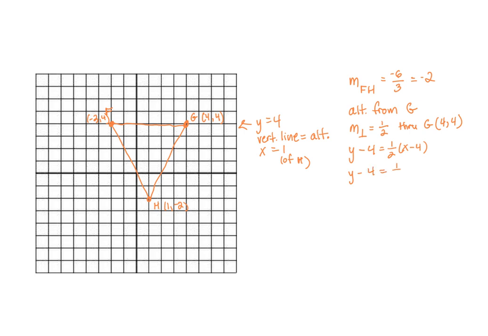Distribute on the right-hand side. We get 1/2 x, don't forget to distribute the fraction fully, minus 2. And then adding 4 to each side, we have 1/2 x plus 2. So we'll go ahead and plot that line if that helps. Here's my x equals 1 line. y equals 1/2 x plus 2 is going to go through that y-intercept with a slope of 1/2.